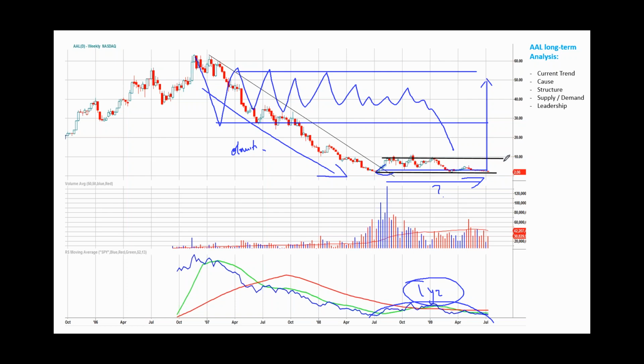The thinking behind this is that institutions take time to accumulate their positions. They can't really accumulate positions like we individual traders do. They have their own traders that they give orders to accumulate the stock within a specific price range. And it might take weeks and months, and sometimes they're willing to stay in the position for years before it starts moving in their direction.